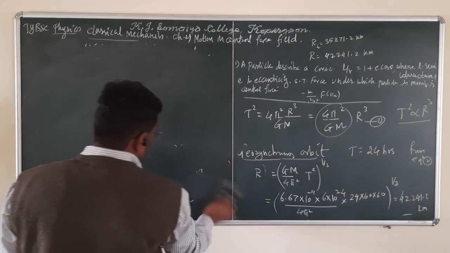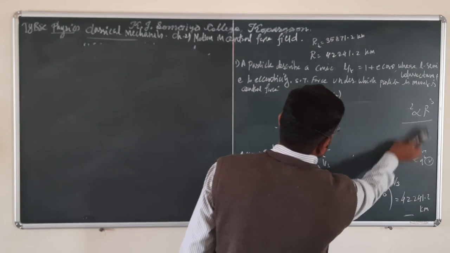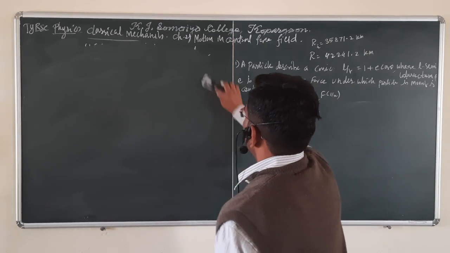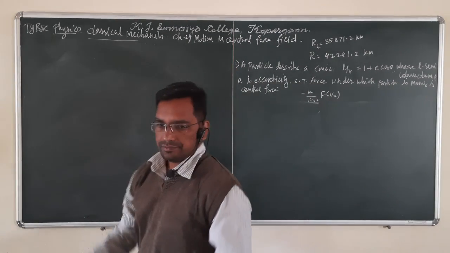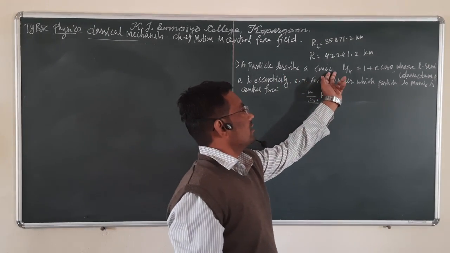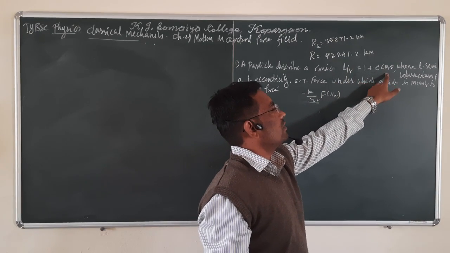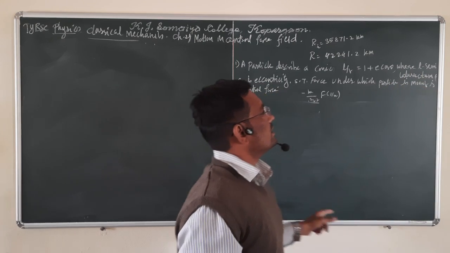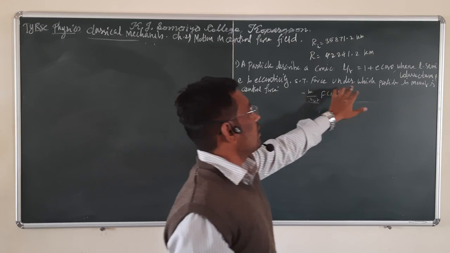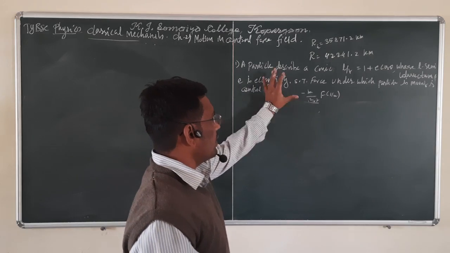So the first problem I have already written over here. See, the first problem is: a particle describes a conic section which is given by the equation l upon r is equal to 1 plus e cos theta, where l is the semi-latus rectum and e is the eccentricity. Show that the force under which the particle is moving is a central force; that we have to prove.